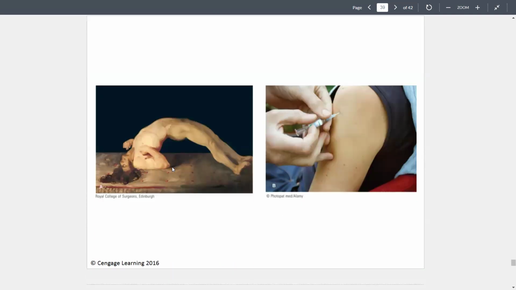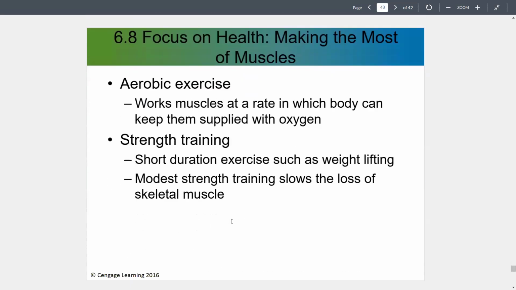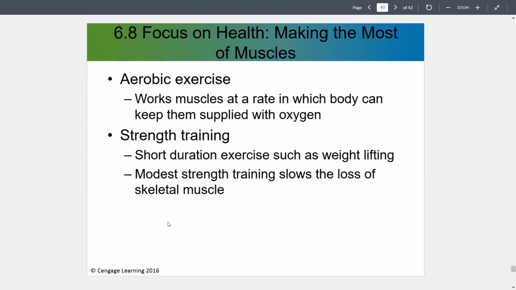So this picture here, A, is the famous picture of tetanus. It was a painting, but that's what people think of when they hear tetanus, and it's just causing all your muscles to become tightened. Okay, so different types of exercise. There's aerobic exercise, which is where you're getting your heart rate up, and then strength training, and both of them are important.